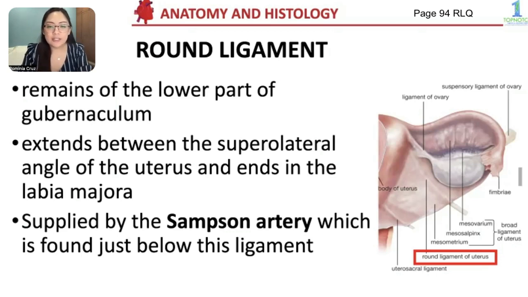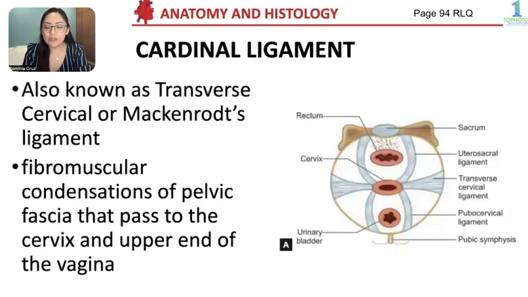Next is your cardinal ligament. As we said earlier, your cardinal ligament along with your uterosacral ligament would provide one of the strongest support to your uterus. And your cardinal ligament is also known as your transverse cervical or your Mackenrodt's ligament. It is the thick base of your broad ligament, and it is formed by the fibromuscular condensations of the pelvic fascia that attaches firmly to the cervix and the upper end of the vagina.